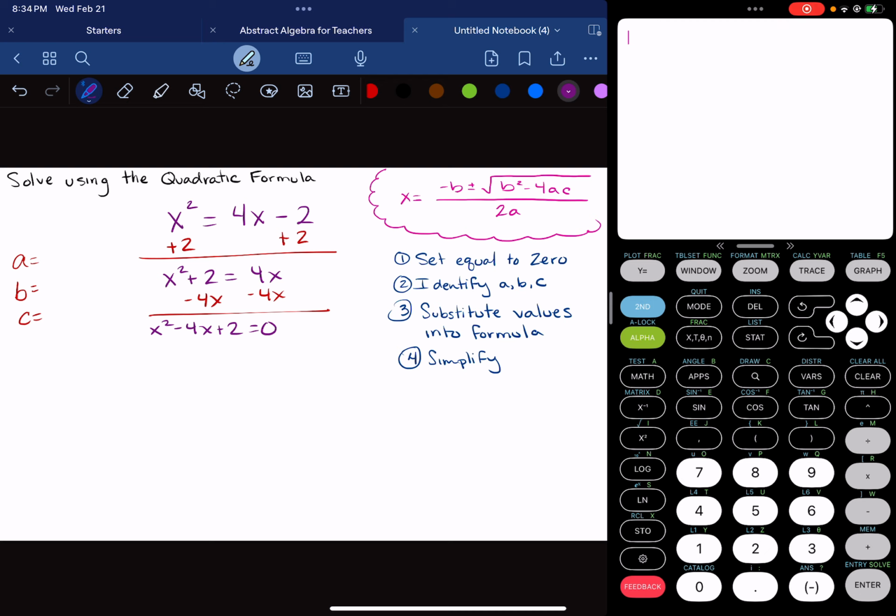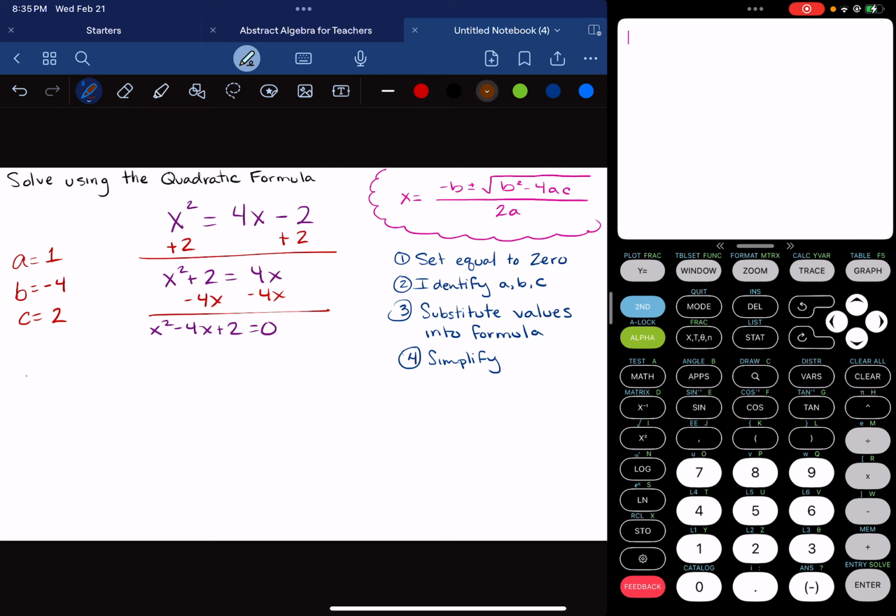Now step 2, we move to identifying our a, b, and c. In this problem, a is going to be 1, b is going to be negative 4, and c is going to be positive 2. Now we have what we need to set up our quadratic formula.